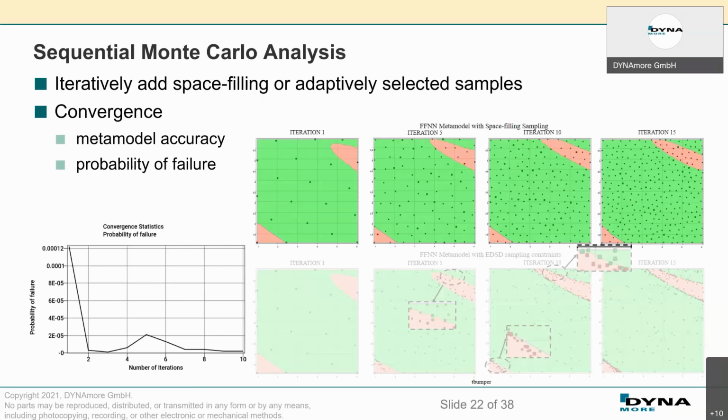There are two options available in LS-opt to run a sequential Monte Carlo analysis. The first one is what you see in the example in the top row here. We just add additional simulation points for the upcoming iterations using the space filling algorithm, which means we always distribute the points in the whole design space, in the whole area we are considering for our parameters, which gives a good approximation of the metamodel in the full design space.